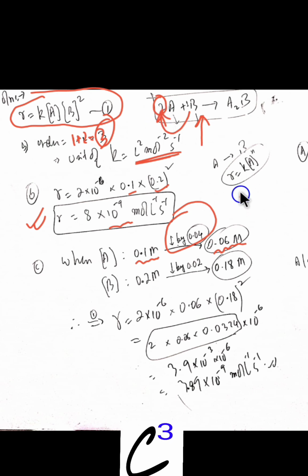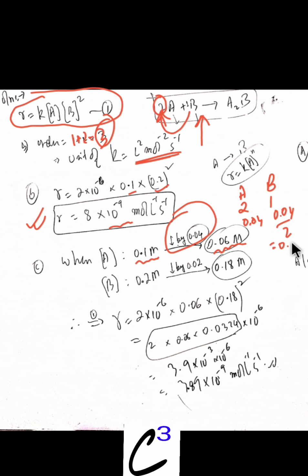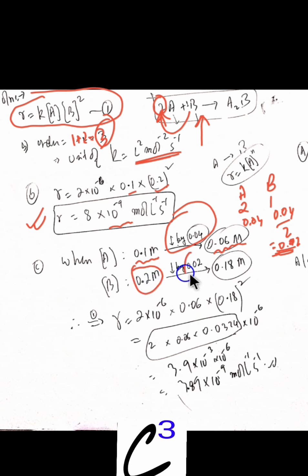1 is the half of 2. So when concentration of reactant A is reduced by 2, concentration of reactant B will be reduced by 1. So when the concentration of reactant A is reduced by 0.04, the concentration of reactant B will be reduced by 0.04 divided by 2, which is 0.02 only. This is the reduction in the concentration of the reactant B. So concentration of B will become 0.2 minus 0.02, which is equal to 0.18.